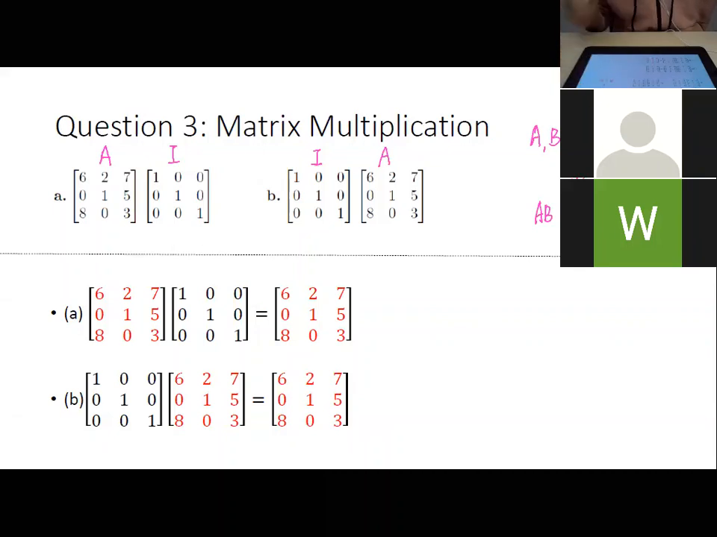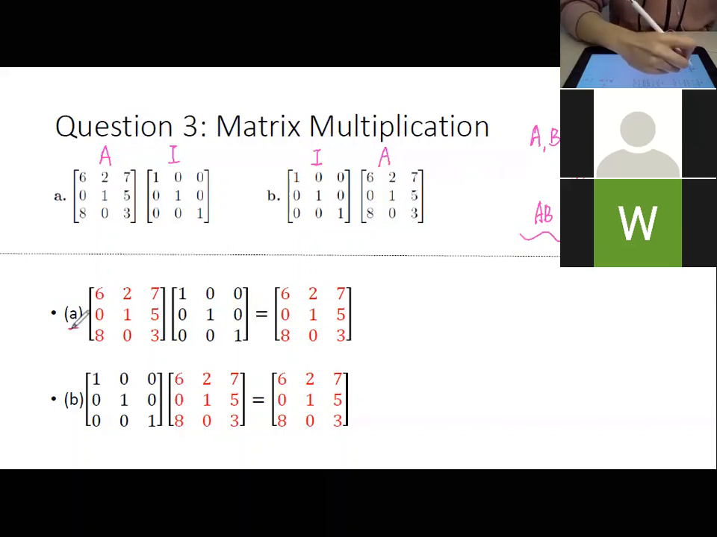And the answer is this is not always true, but if one of them is the identity matrix, then the conclusion is true. We will see this in this page and the next page. So let's do the calculation first.